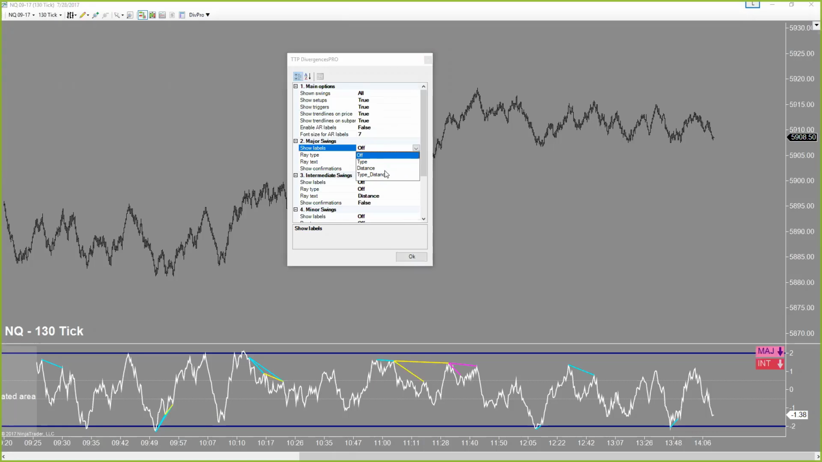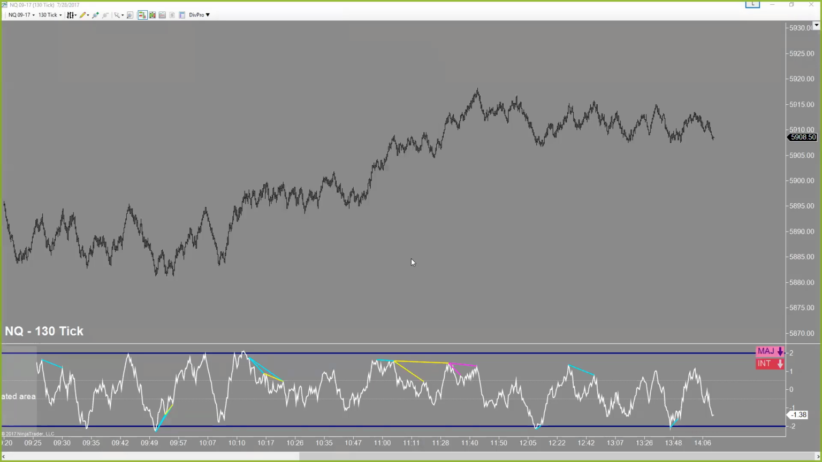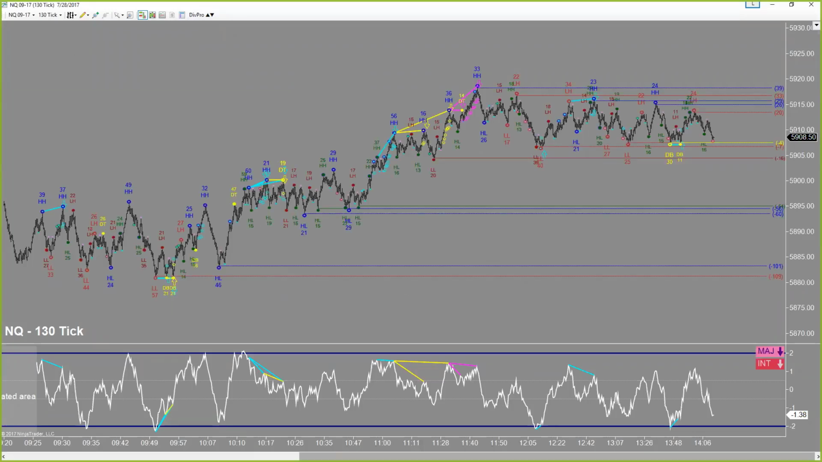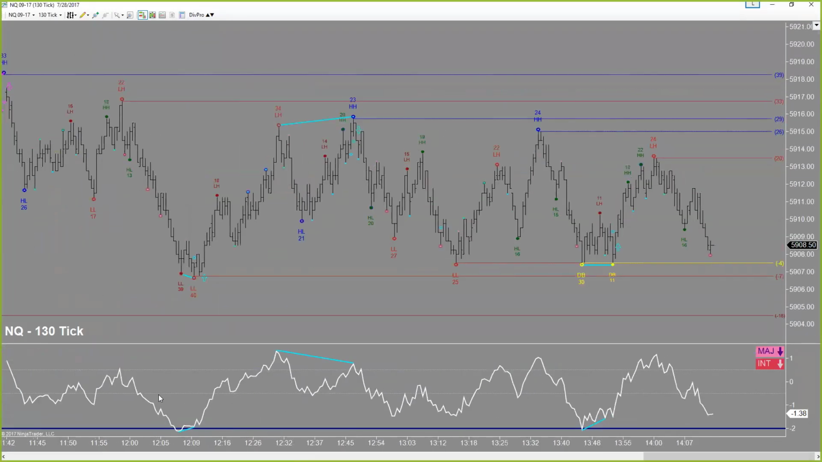Let me just turn everything on. I'll show the active ones. There we go. This is a tiny little chart, but let me blow it up a little bit. So what we're doing is we're looking at 3 different swing types inside of one swing algorithm.